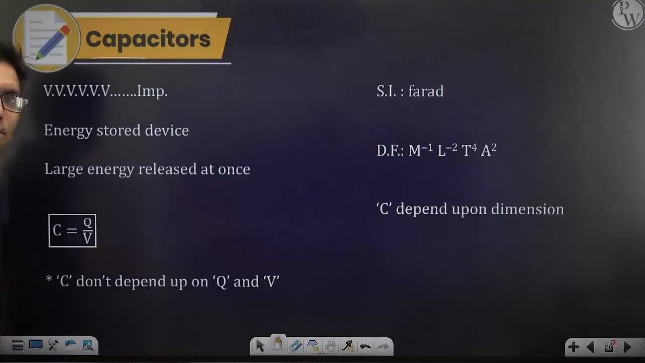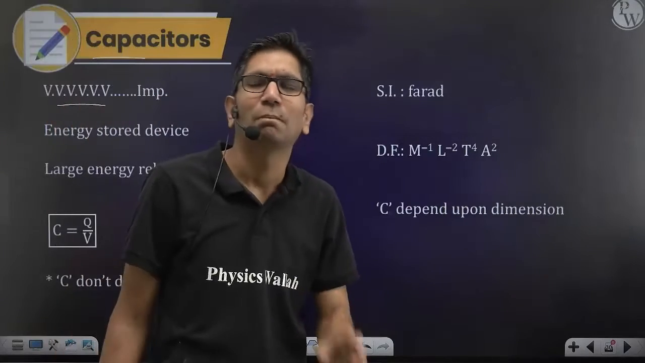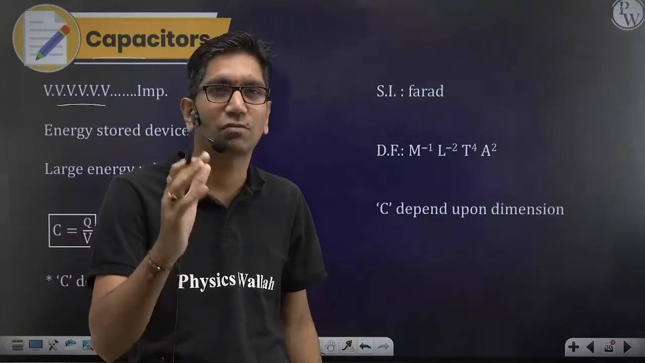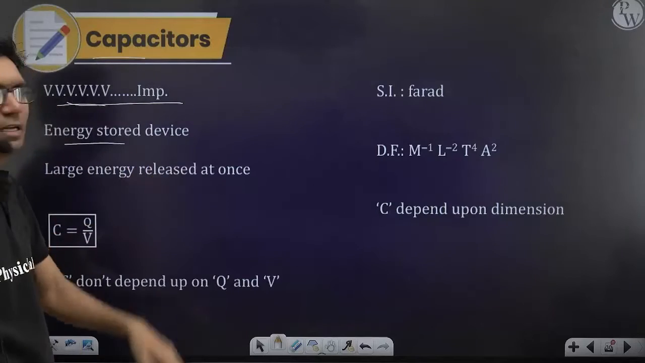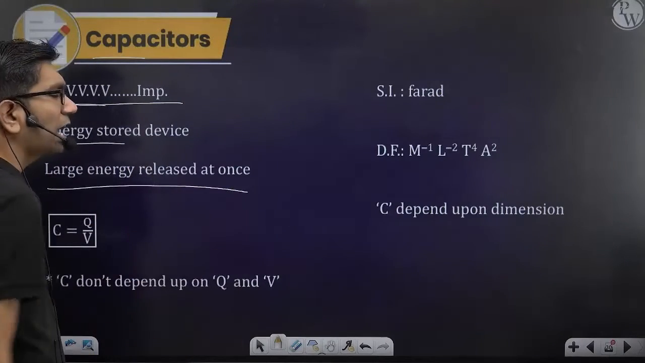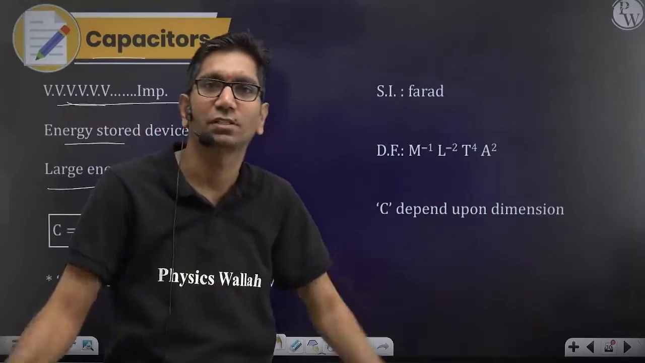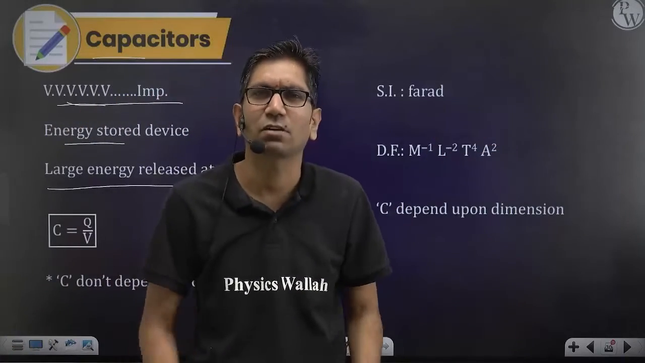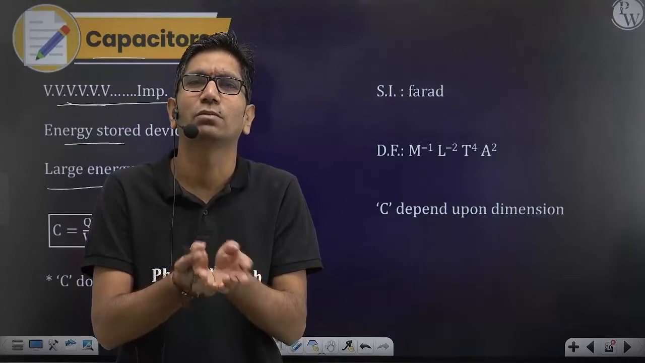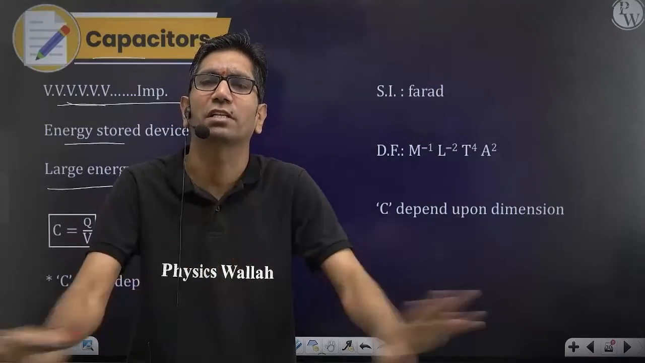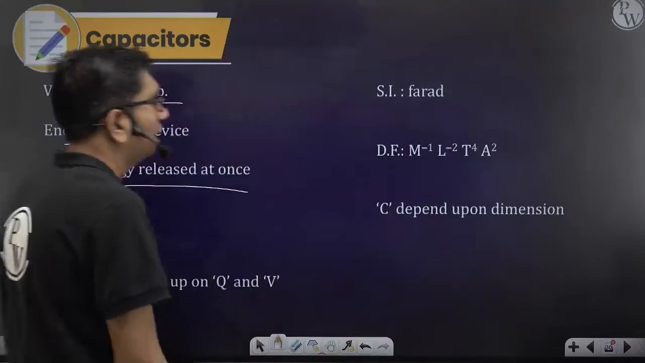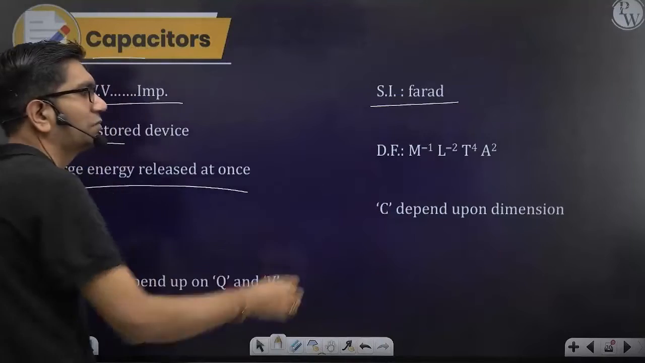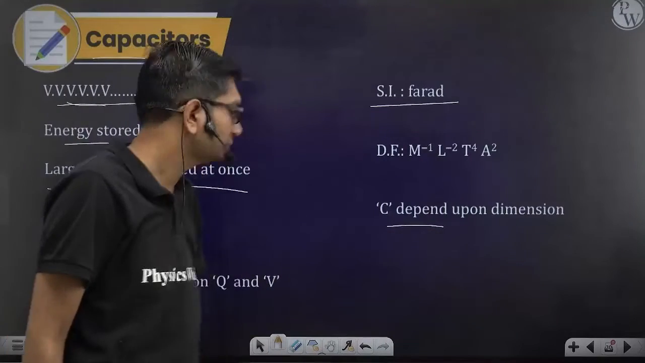Next, capacitors. This is very important, as everyone knows. Maximum you will be getting combinations of capacitors, beta. See here, what is a capacitor? An energy storage device. Large energy is released at once. Generally we call capacitors energy storage devices. They release the energy at once, a large amount of energy at once, like a bomb blast. SI unit is farad. Dimension formula I have written. See here, what is the capacitance formula?